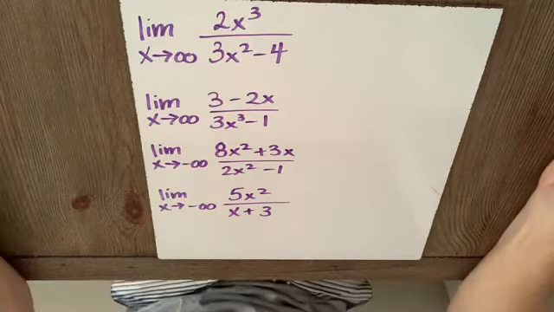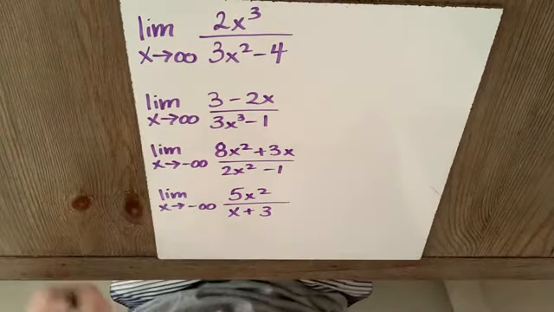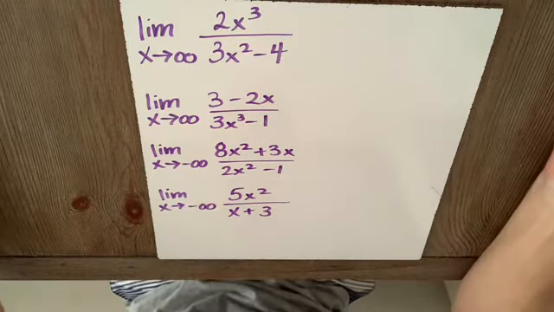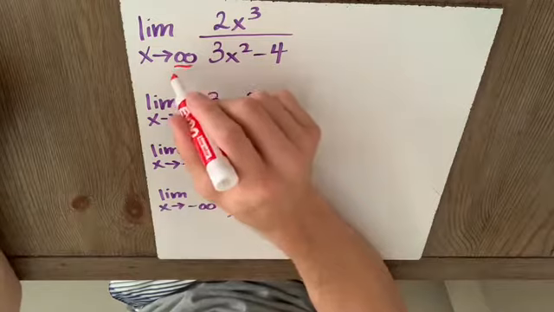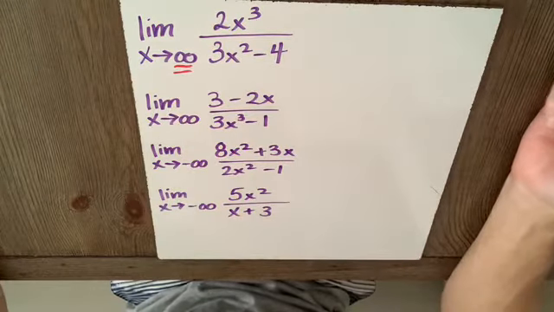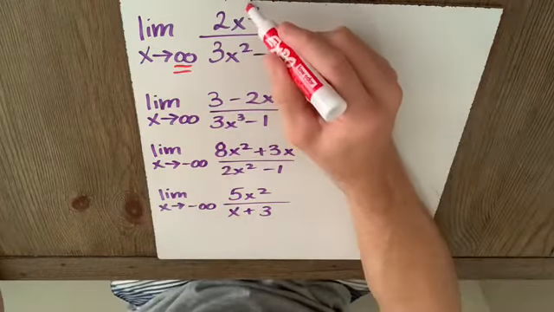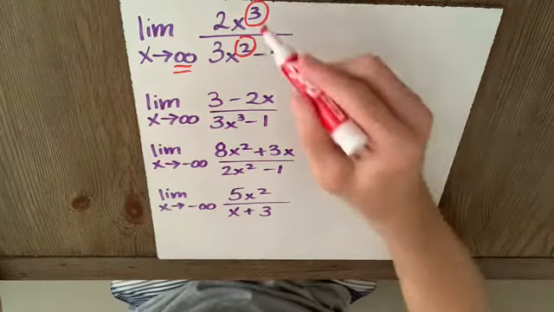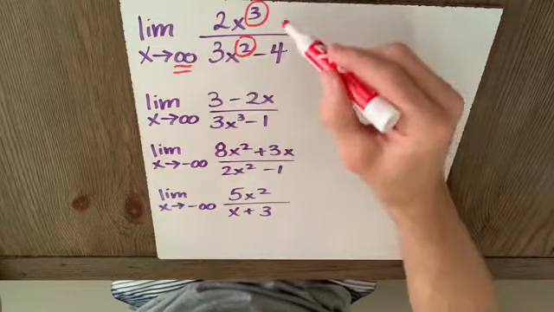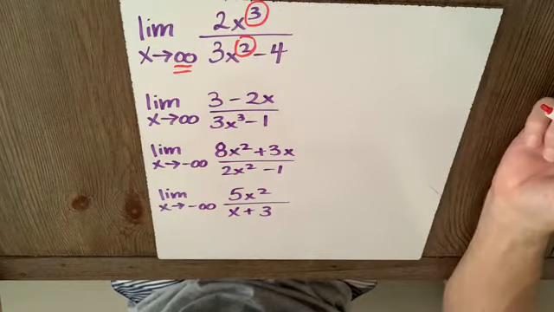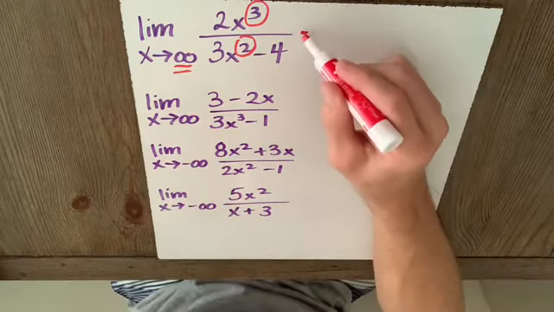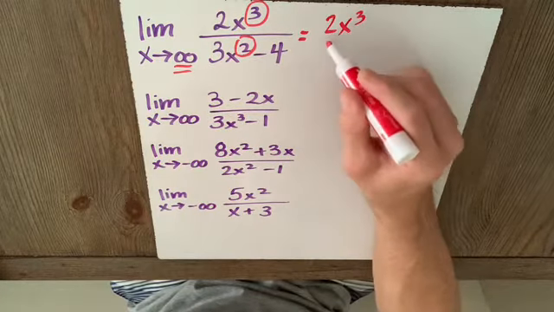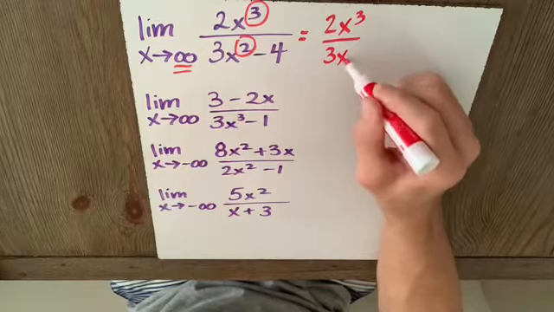Here are some more examples of limits at infinity. Again, when we have limits at infinity, we're thinking top heavy, bottom heavy, or equal. I recognize that it's a special case where the x is going off the charts positive. This is top heavy. So I'm just going to concentrate on the terms, terms being separated by pluses and minuses, with the highest exponent. So it's 2x to the third over 3x squared.